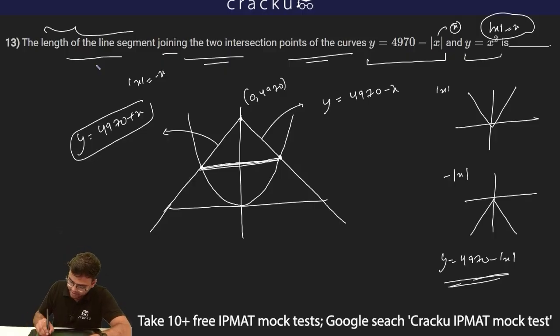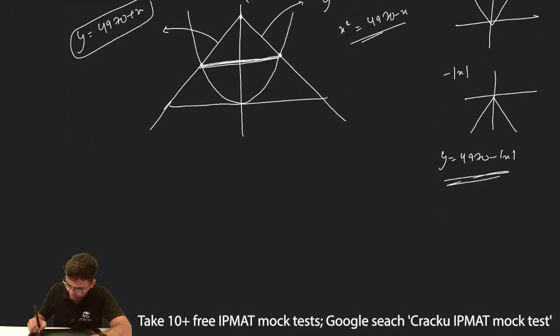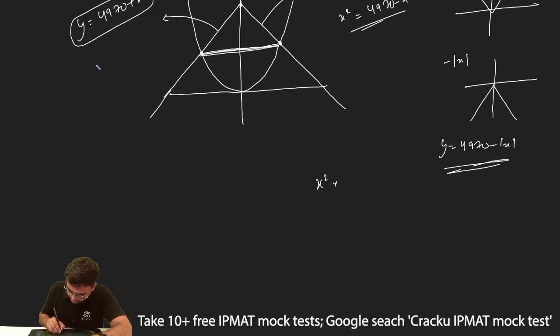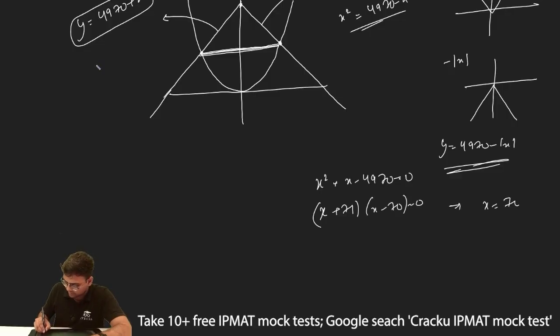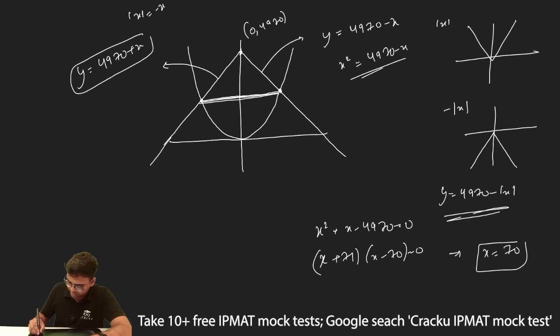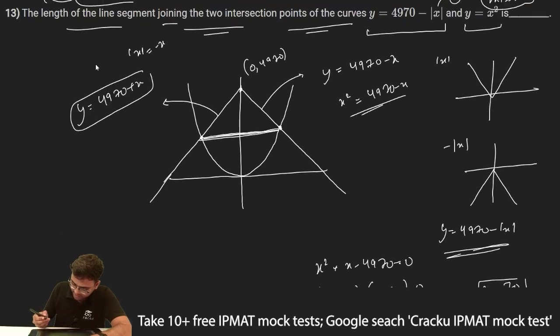Now what is y? y is equal to x square. So I can write x square is equal to 4970 minus x. I can solve this equation. I'll get x square plus x minus 4970 is equal to 0. It can be split as x plus 71 into x minus 70 is equal to 0. And thus I can get the x coordinate to be 70. The x coordinate being 70, I will further get y as x square. So this will be 70, 4900.